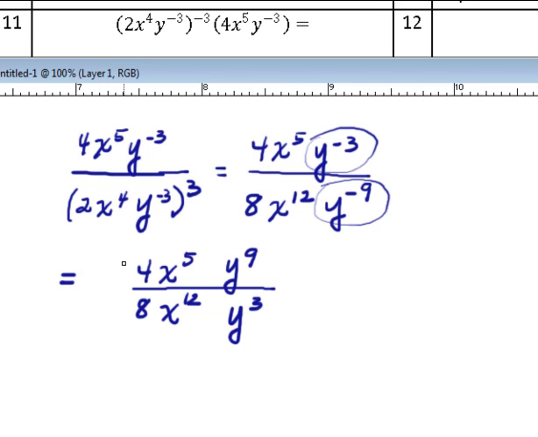And now we'll start our reducing. 4 and 8. All right, x to the 5th, x to the 12th. We're subtracting 12 minus 5. And we're left with x to the 7 in the denominator. And then 9 minus 3, we're left with y to the 6 in the numerator. Okay, so in the numerator we have y to the 6. And in the denominator we have 2 times x to the 7.